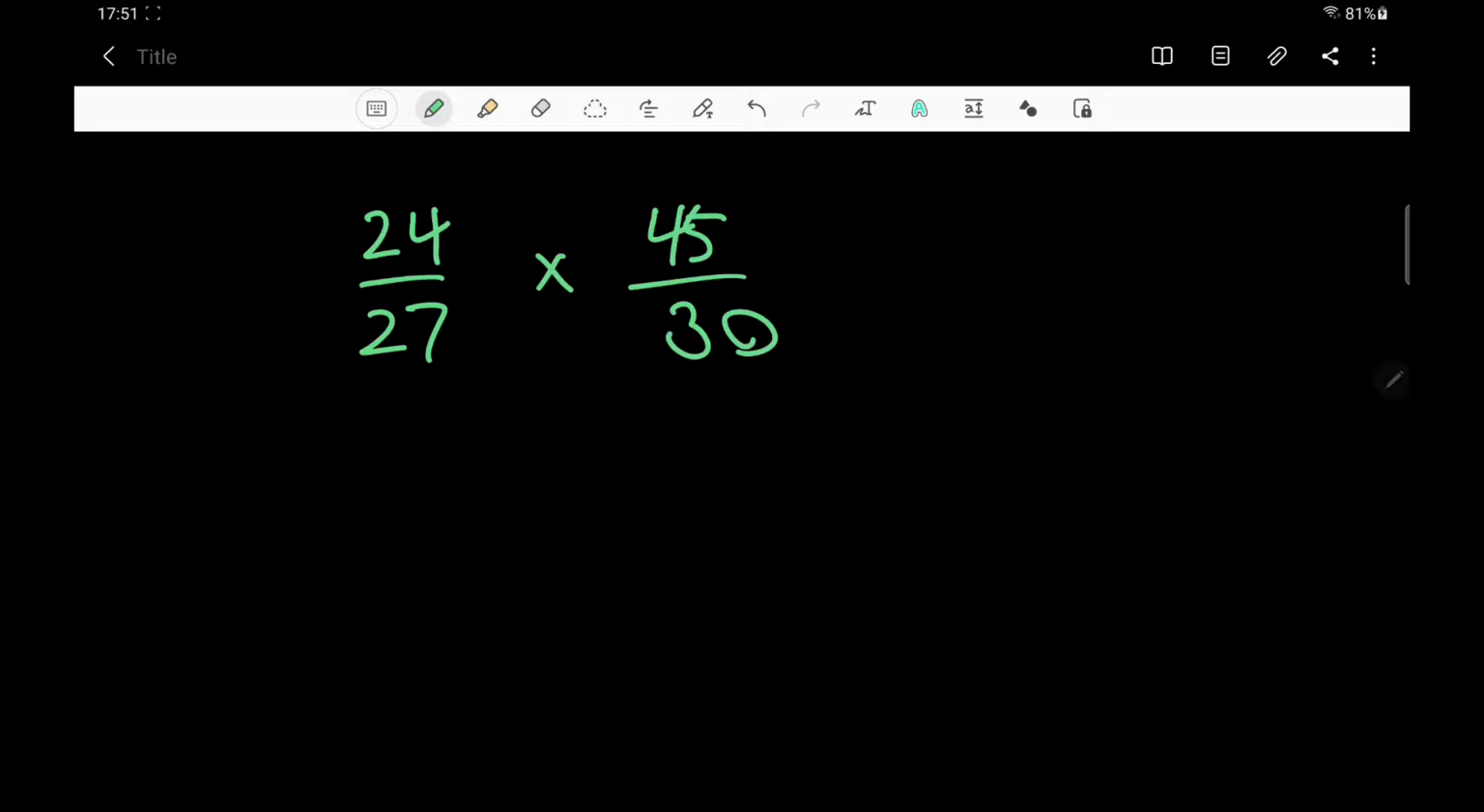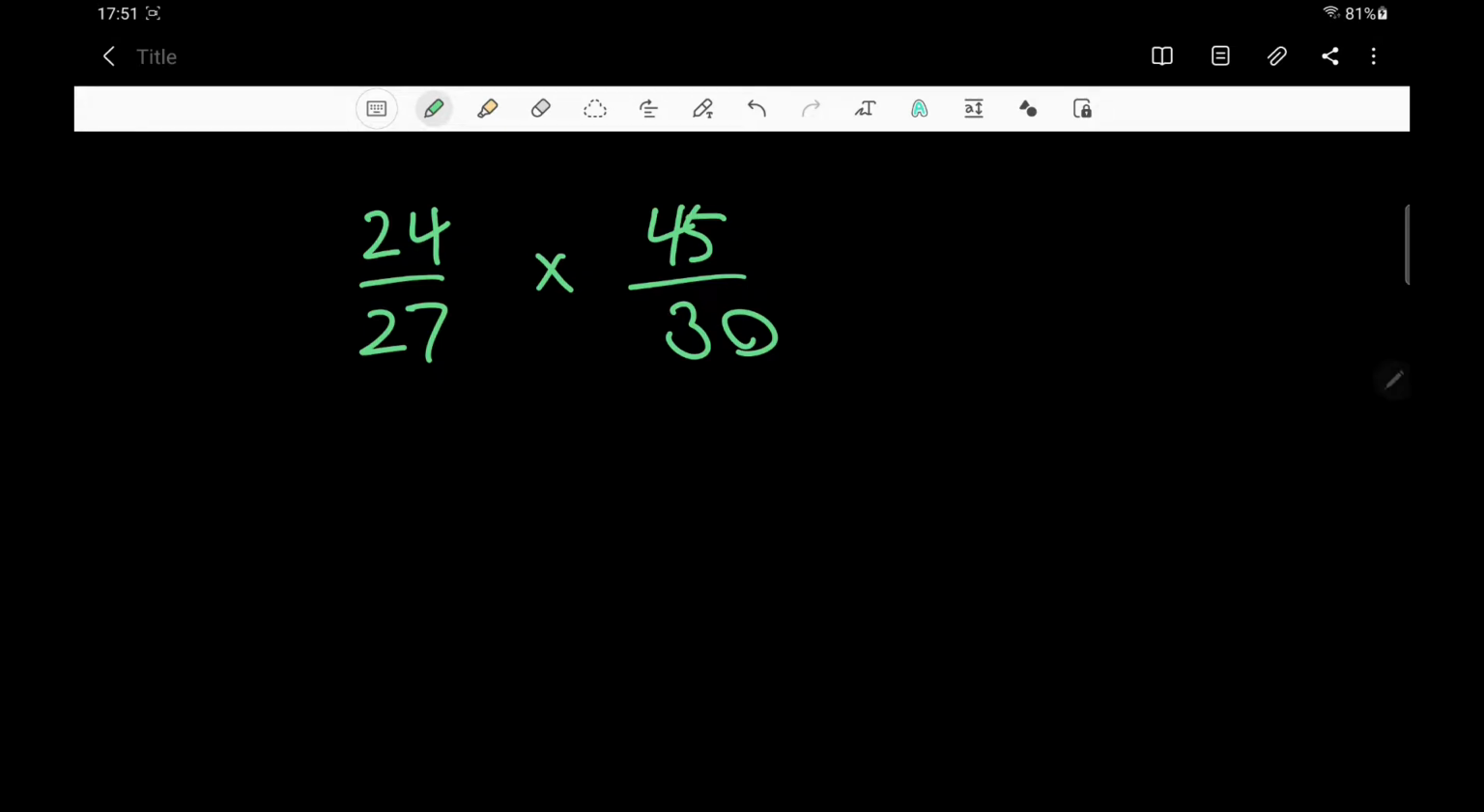Let's say if we have large numbers like 24 over 27 times 45 over 30. What should we do in this case? Now, we can multiply 24 and 45, which will give us a big number, but we don't really want to deal with big numbers.